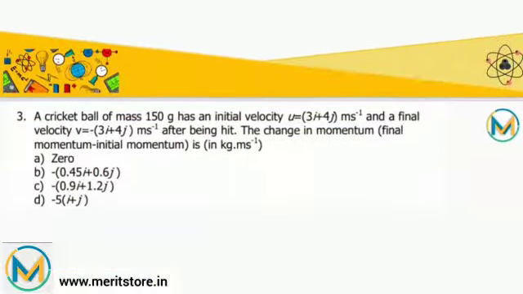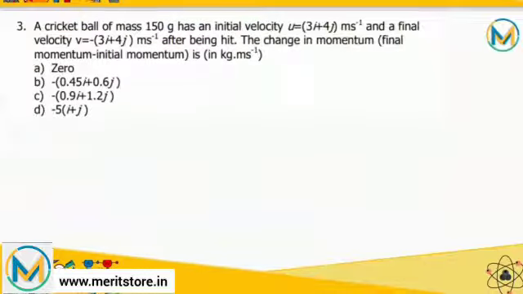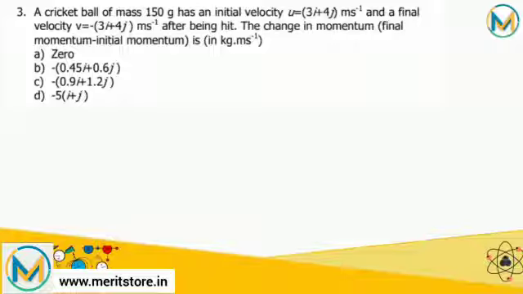Moving towards the next question. A cricket ball of mass 150 gram has an initial velocity u equals 3i plus 4j meter per second and a final velocity v equals minus 3i plus 4j meter per second. After being hit, the change in momentum, that is final minus initial momentum, is. So according to this problem, u and v are given. Mass of the ball is 150 gram, that is 0.15 kg.